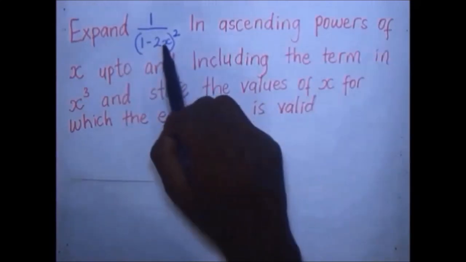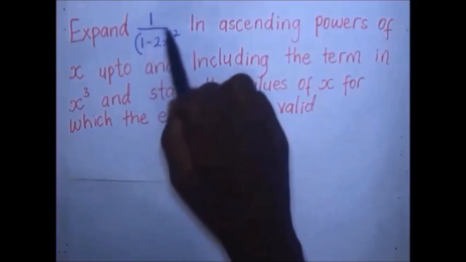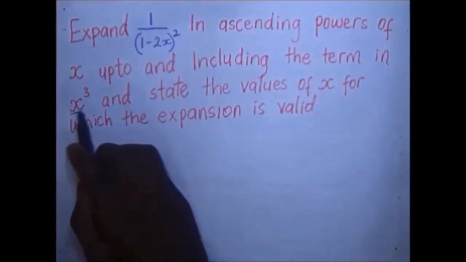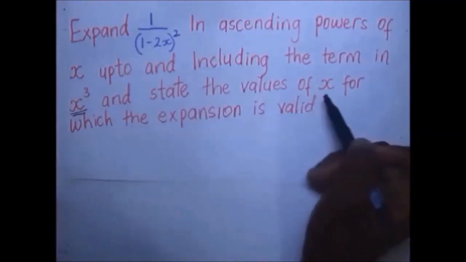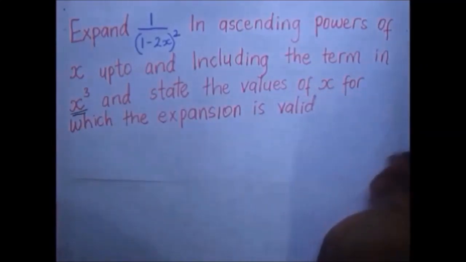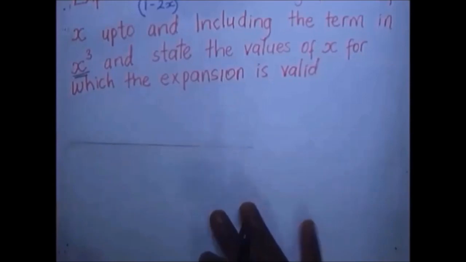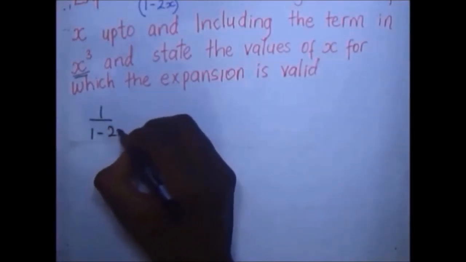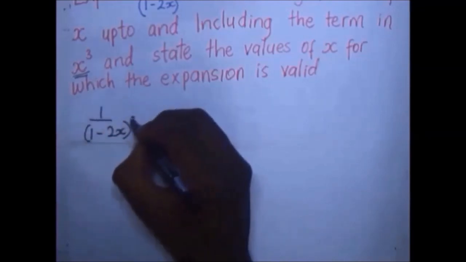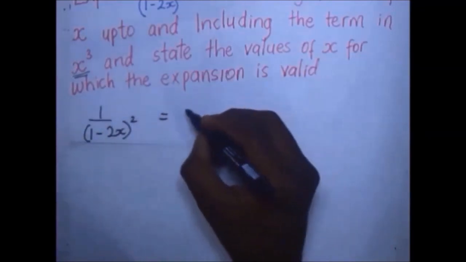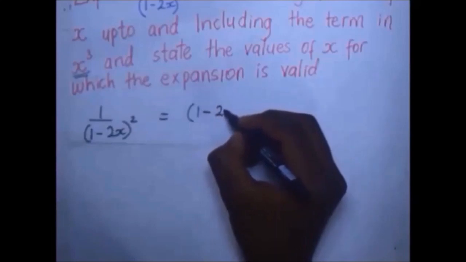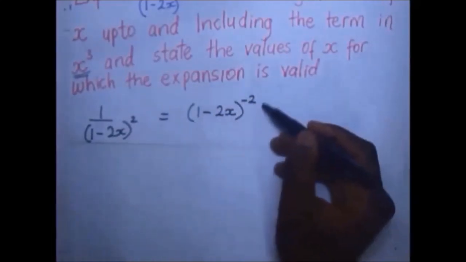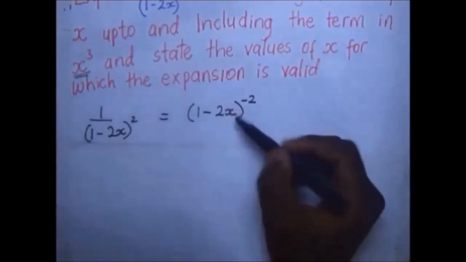So we are going to do this in ascending powers of x. We are going to expand this expression, and we are supposed to include terms up to x to the power 3, and then we state the values of x for which the expansion is valid. So we begin. We are expanding 1 over 1 minus 2x, all to the power 2. This is the same as saying 1 minus 2x to the power negative 2. This is the binomial expression we're now going to expand.